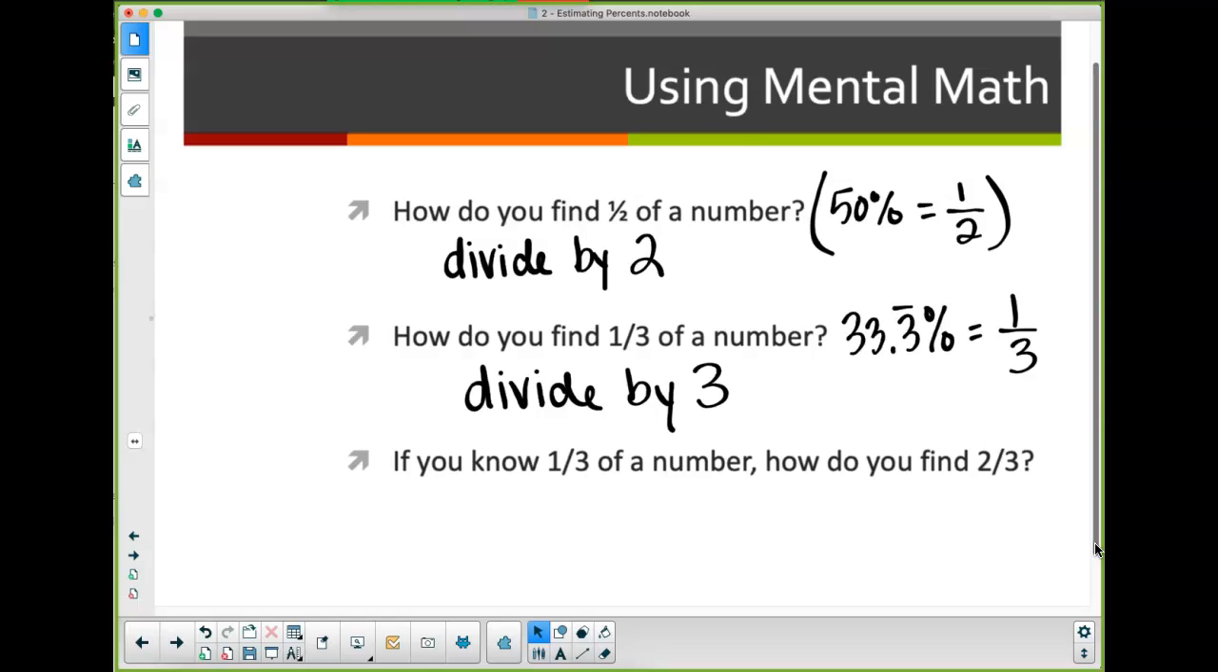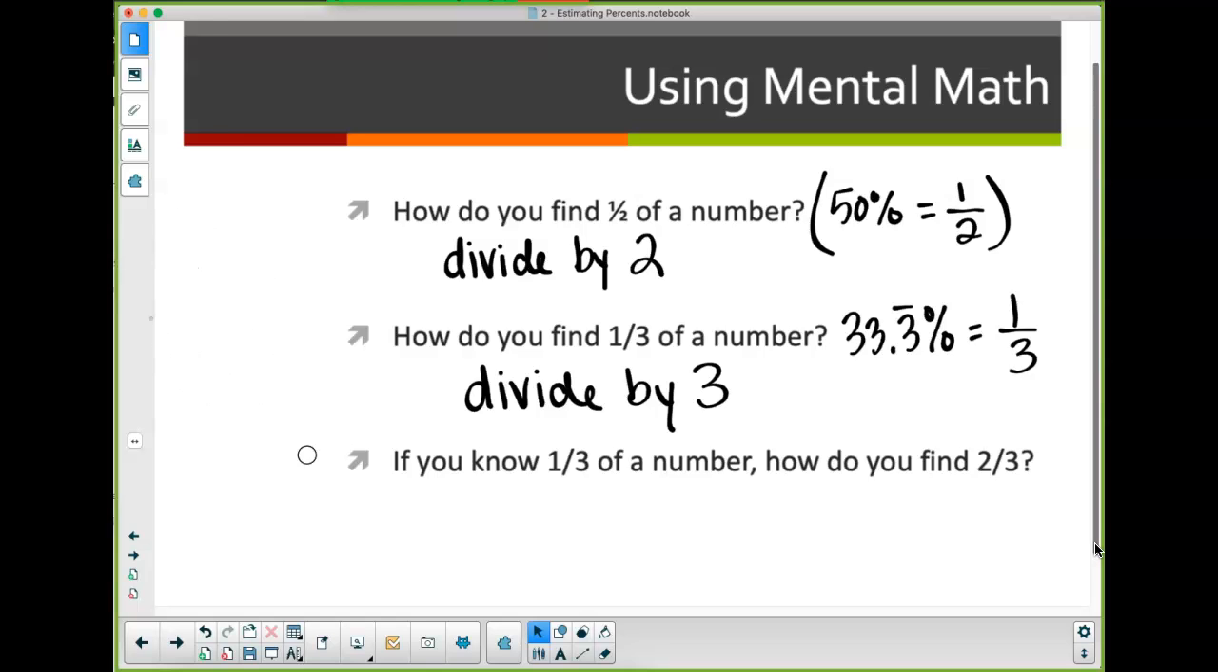Okay, so look at what's happening. To find half, you divide by 2. To find 1/3, you divide by 3. To find 1/4, you divide by 4. To find 1/5, you divide by 5. To find 1/10, you divide by 10. So anytime you are asked to find a fraction of something where the top number is 1 and the bottom number is a different number, you divide by whatever's on the bottom. Okay? 1/9 you divide by 9. 1/8 you would divide by 8. Does that make sense?